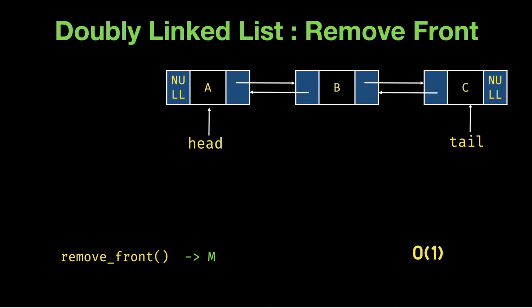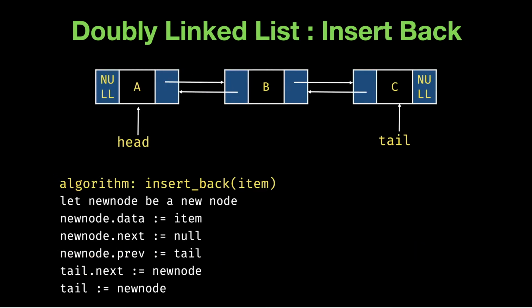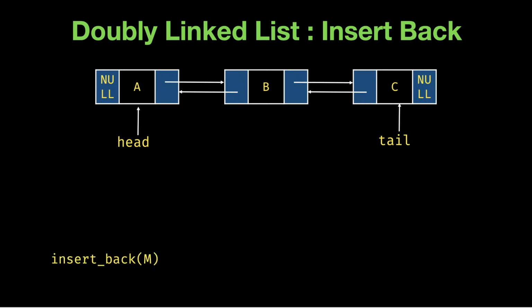This will clearly be O of 1 time because no matter how many nodes are there, the number of operations will always be similar. So insert back, to insert at the end of the linked list, let us just skip this gibberish algorithm. Just see it visually, right?